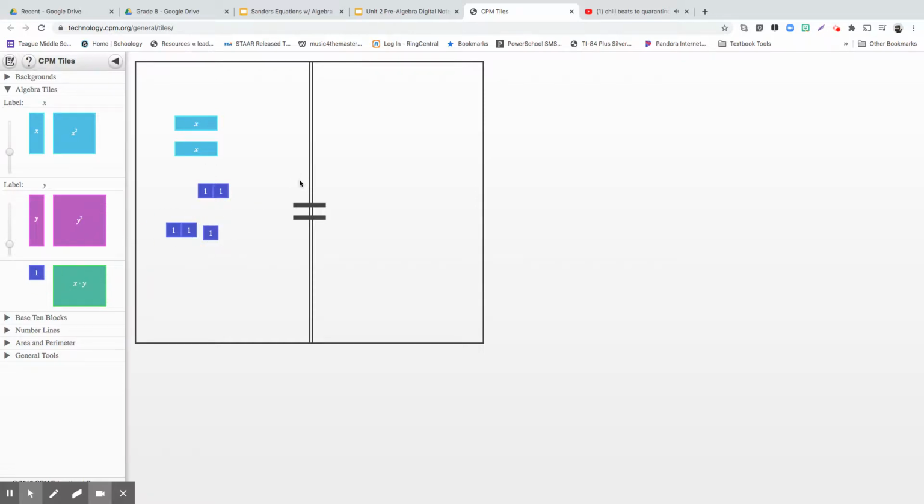Let's say that equals, I don't know, let's say -3. All right, so I'll click it one time and it turns negative. 2, and another one, click it one time and it turns negative. So now I have 2x plus 5 equals -3. So you've just modeled that equation for me.